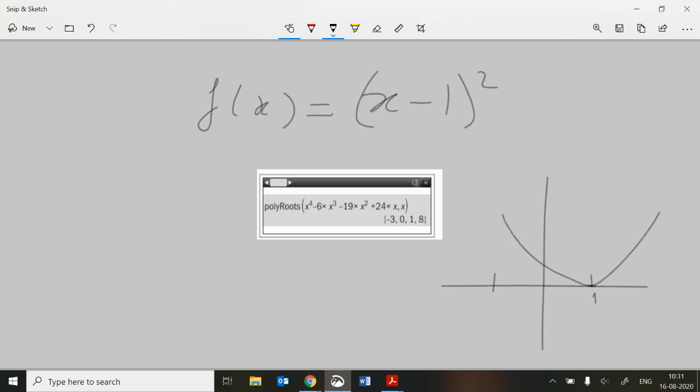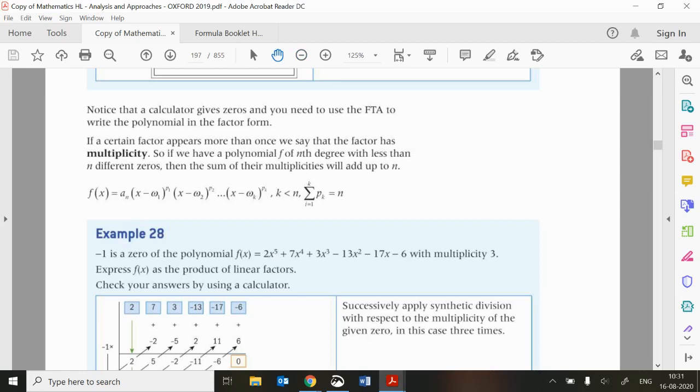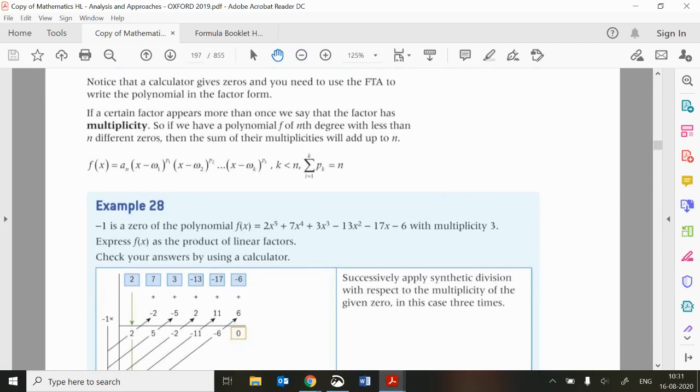It would look something like this. Okay, so a translation of 1 in the positive x direction from the x squared graph, taking us to this graph here, something like this. Also crossing through 1 as well. Now we'd normally say that there's a repeated root in this situation here. And the way they're saying it now is that that root has multiplicity, or rather the factor has multiplicity.